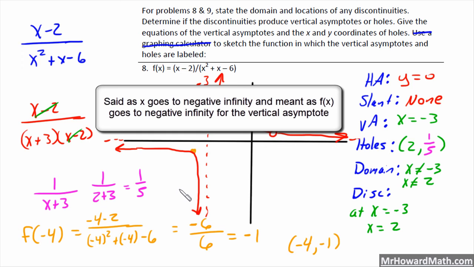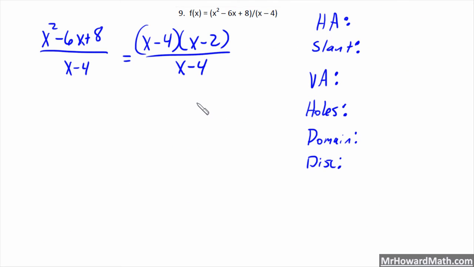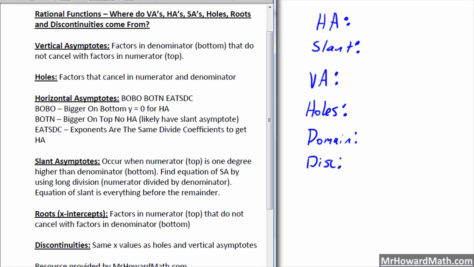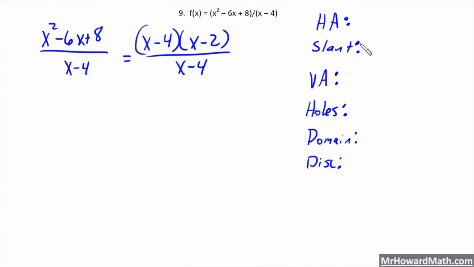All right, let's move to question 9. So it starts out as x squared minus 6x plus 8 all over x minus 4. To save some time, I went ahead and wrote that out and fully factored it. So we start with horizontal asymptotes. That's going from our list over here. Bottom, top, equal, so is it bigger on bottom, bigger on top, or are the exponents the same? This one's bigger on top, so none for the horizontal, but we could have a slant asymptote, we'll see.